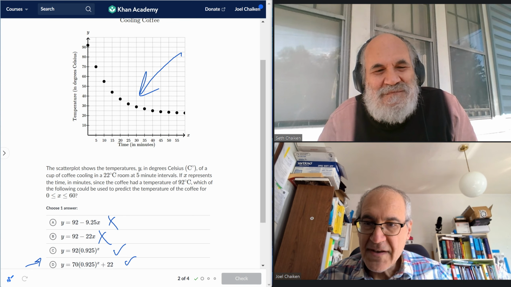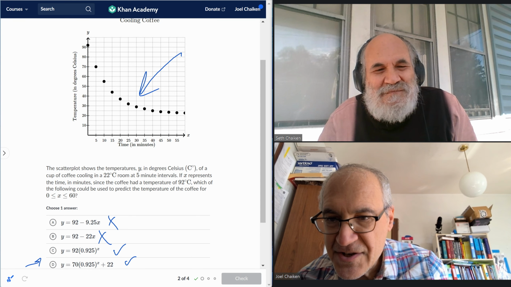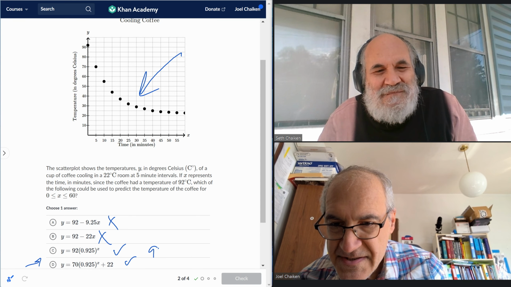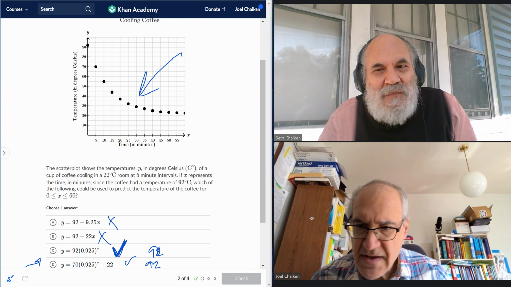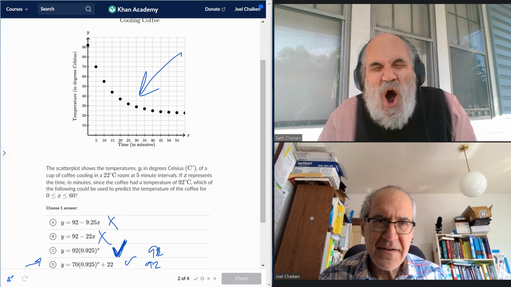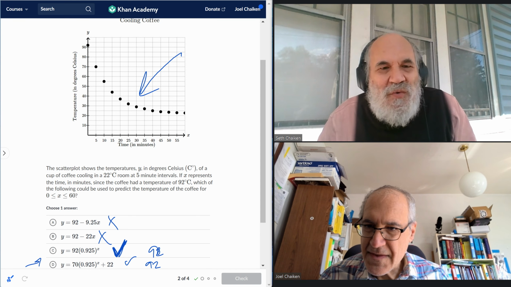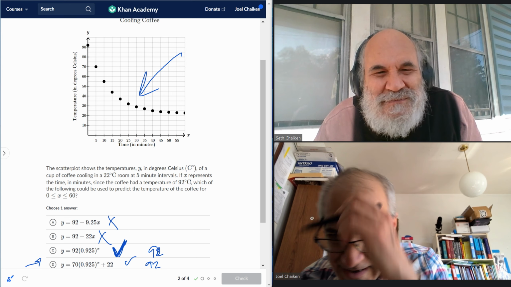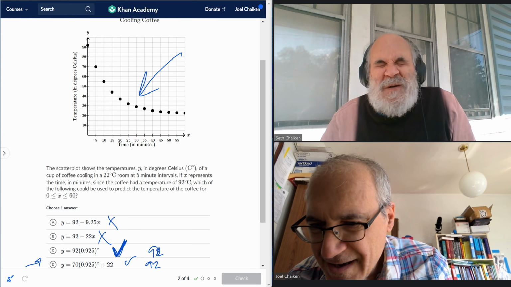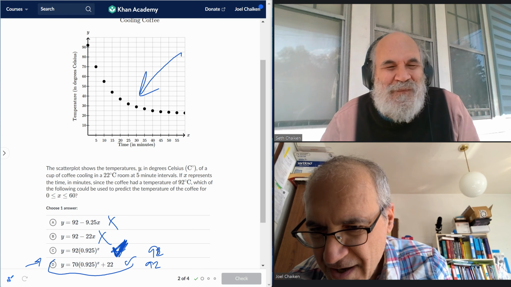Each of these has a starting value of 92. When x is 0, this is 92, and when x is 0, this is 92. But this is the one. Yeah, that's the one, right? No, no way. What? Oh, yeah, way. Oh my God, I am so stupid.